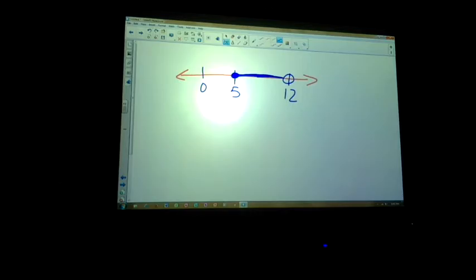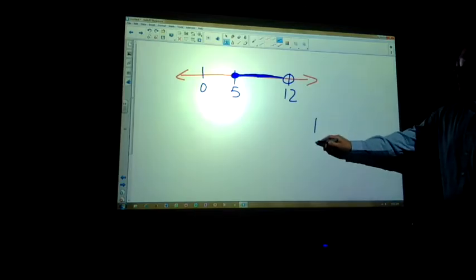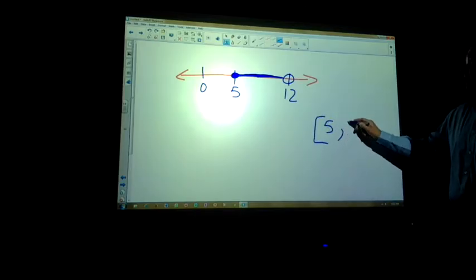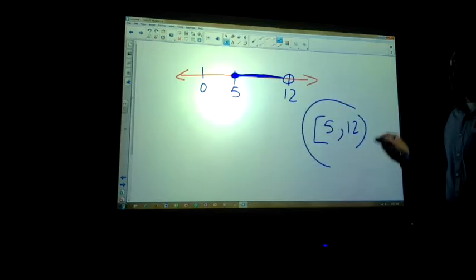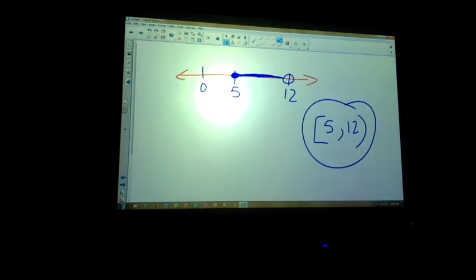What are my endpoints? 5 and 12. Is this an and problem or an or problem? It's and. Agree? Square bracket, so a square bracket at 5, rounded bracket at 12. Done. Wouldn't it be 0 and 12 because the 0 is at the end? No. Where am I shading? Okay, between 5 and 12, is there a 0? Well, no, but it's there. It's at the end point.